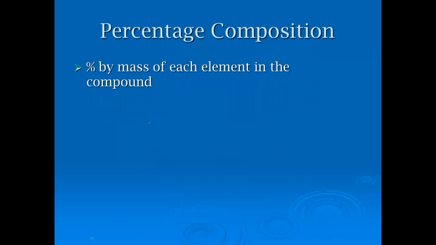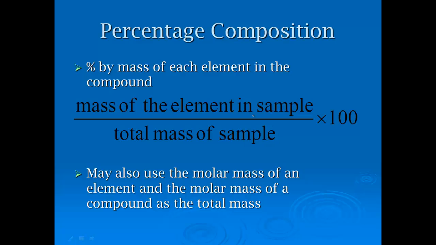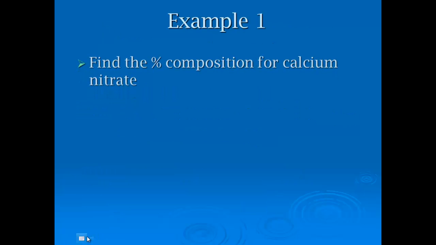Okay, percent composition is defined simply by the percentage by mass of each element in a compound. So here's our formal fancy definition. You'd have your mass of the element divided by the total mass of the sample times 100. However, sometimes we don't have pure samples to deal with, so we can use the molar mass of the element as well as the molar mass of the compound as the total mass to do this. Okay, so what does this look like?